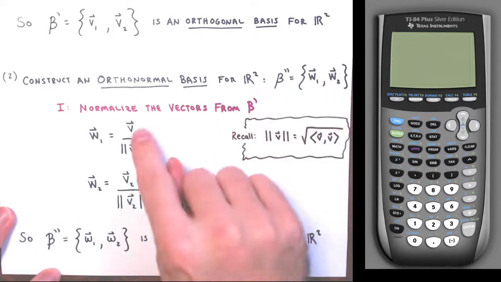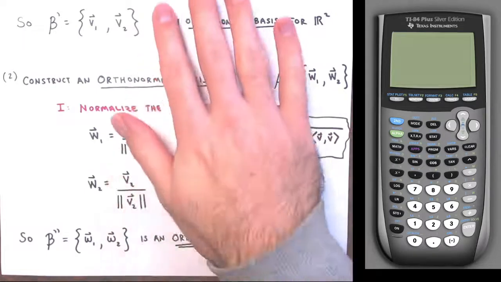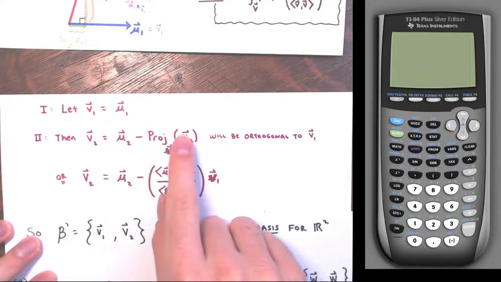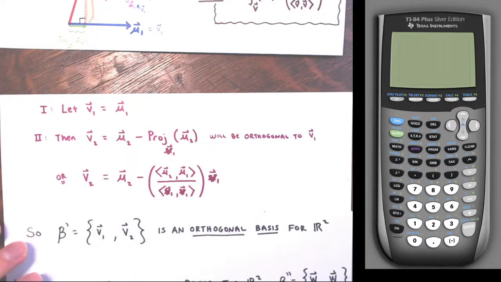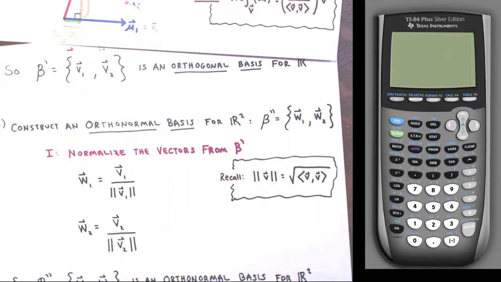All right, so this set here with these two vectors would be an orthonormal basis for R2. In this process I just described, I let v1 be the first basis vector, v2 be the second basis vector minus its projection onto v1, and then normalize them to get an orthonormal basis. This process is called the Gram-Schmidt process, or the Gram-Schmidt orthonormalization process, or the Gram-Schmidt orthogonalization process.